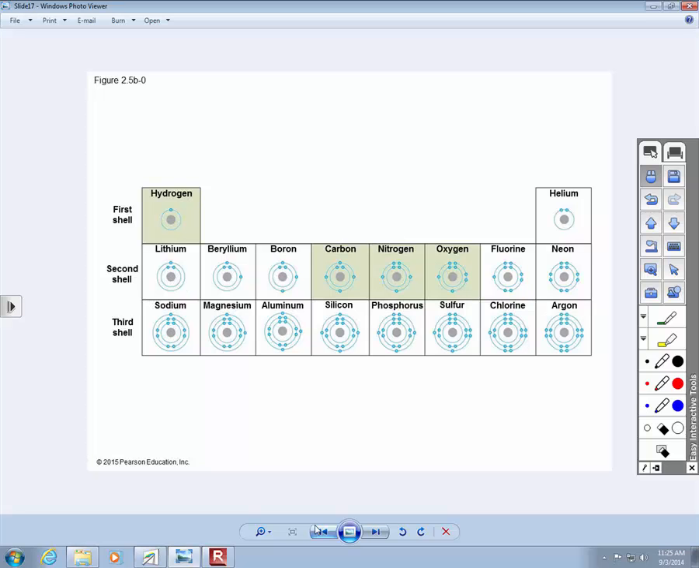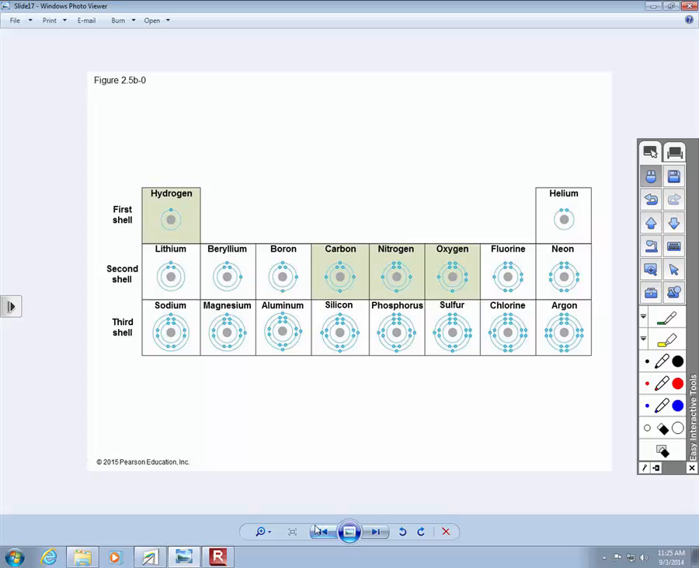In fact, if you look at all of the elements in group 1A, beginning with lithium, hydrogen's a little different, every one of those has 1 electron in its valence shell, their last shell. So they tend to lose 1 electron. That's what they typically do, lose 1 electron.